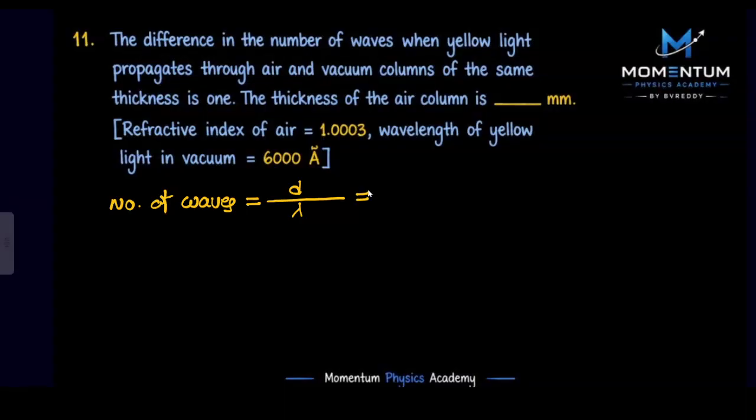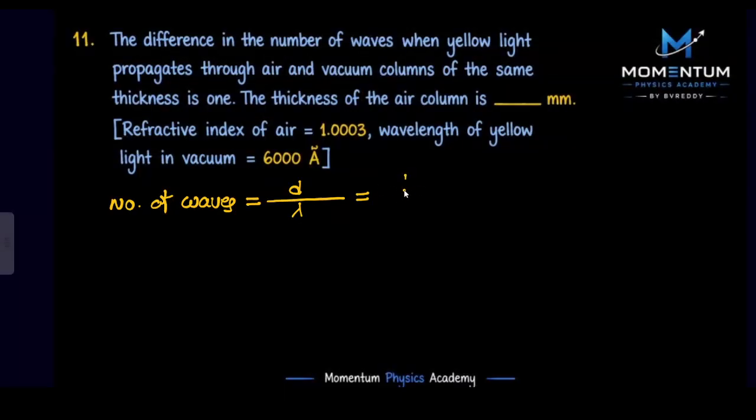So the refractive index is given, and the wavelength of yellow light is given. They are asking us to find the thickness. The refractive index of air is given, and the wavelength of yellow light in vacuum is given. Okay. Now, vacuum. So we'll consider this.